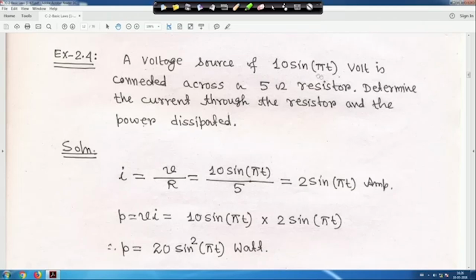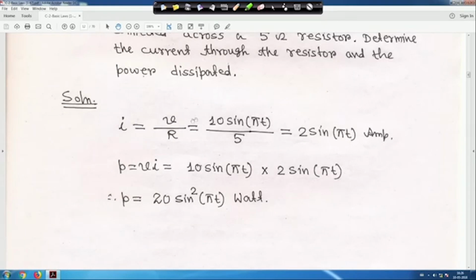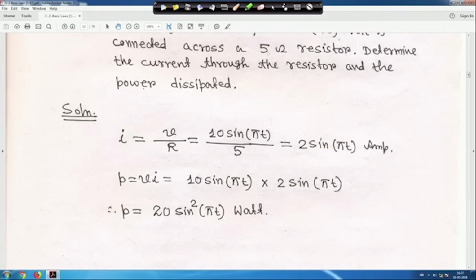So 10 sin pi t volt is connected across a 5 ohm resistor. We have to determine the current through the resistor and the power dissipated. We know I is equal to V by R. The voltage is given as 10 sin pi t, and R is 5 ohm, so that is actually 2 sin pi t ampere, a time function.